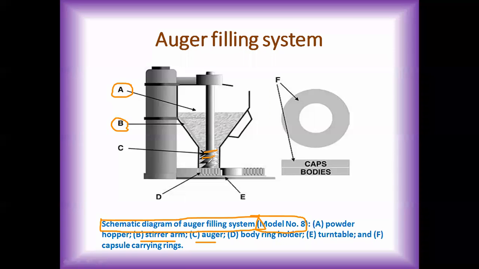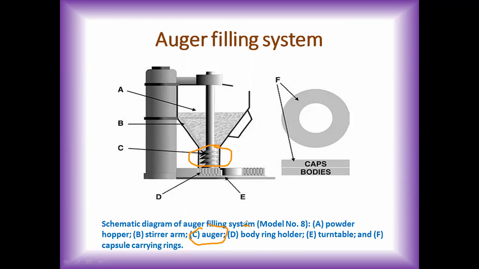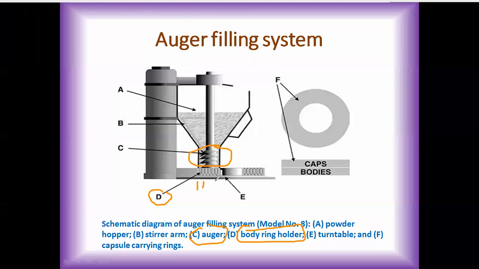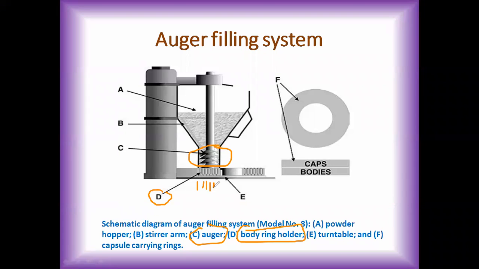Just like which we have in a drilling machine or in the screw. So this system is there, that is auger, which is shown over here. Okay. And the D part, this D part, it is the body ring holder. So you can find here the bodies of the capsules are placed beneath the hopper, above which we have the arrangement of auger mechanism, the auger system which we are going to use.